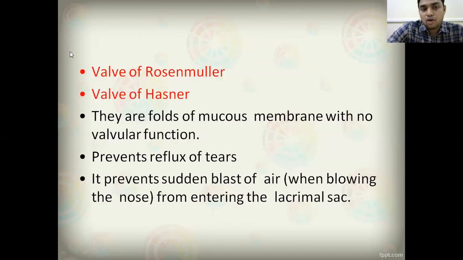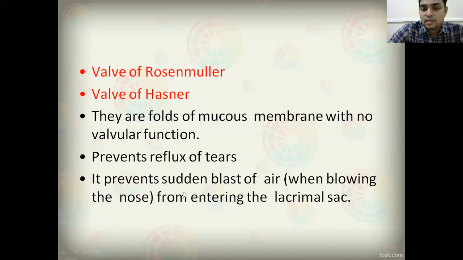I already discussed the valve of Rosenmüller, which is nothing but the mucosal folds present at the common canaliculus, which prevents the backflow or reflux of tears into the conjunctival sac. Whereas this valve of Hasner is also a fold of mucous membrane, which prevents the sudden blast of air from entering into the lacrimal sac. So whenever we blow the nose, the air which is blown will not enter into the eyes because of the presence of this valve of Hasner.